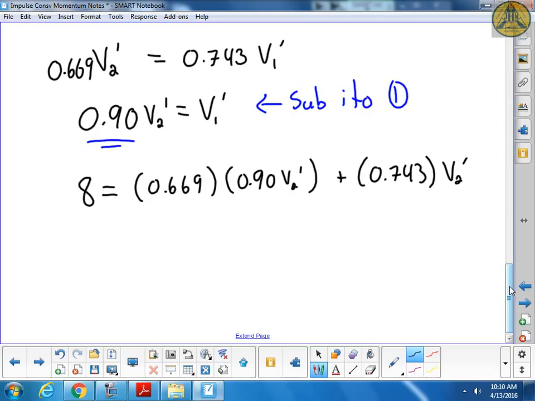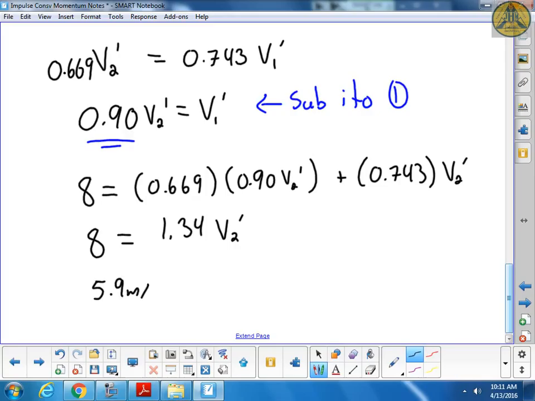Solve for V1 prime. Remember, we made an equation for V1 prime already. We're just going to use that because V1 prime is just 0.9 times V2 prime. Why is it that? It's our first equation. We had 2 equations. We rearranged one equation to solve for a variable. There it is. We're going back to that. Yeah, it's 0.9.